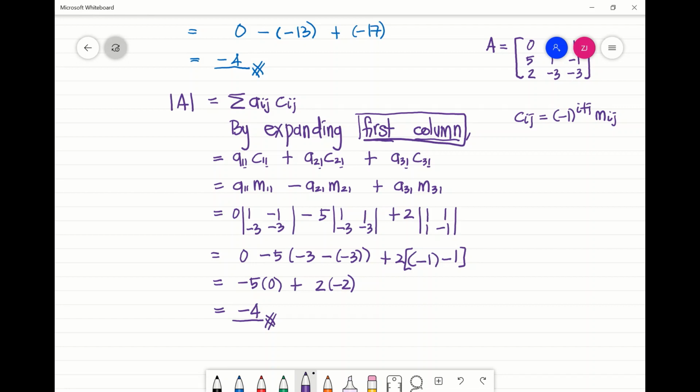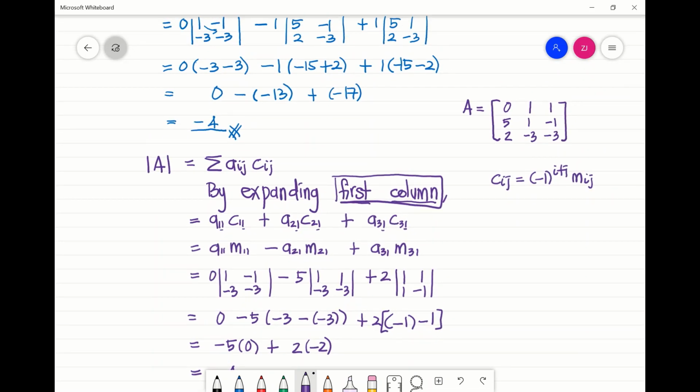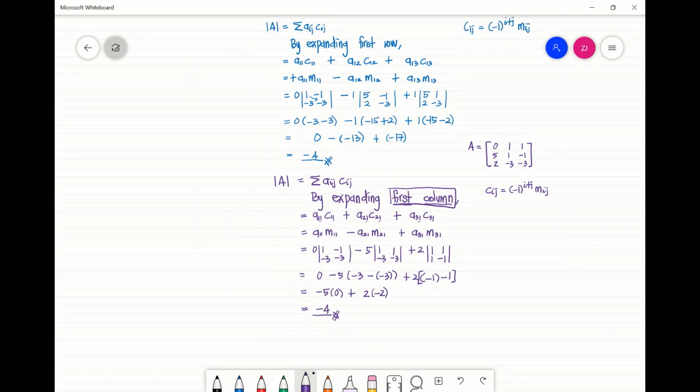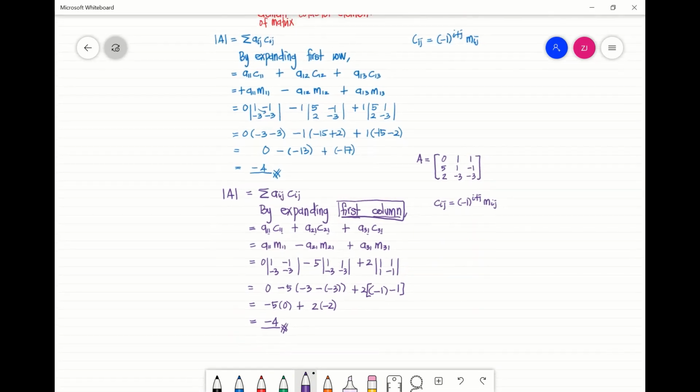We can see here, even though we expand a different row and different column, we should be able to get the same answer for both. You may also try to expand the second row or third row, or in fact the second column or third column, and you'll be able to find the same value of determinant for this particular matrix A.